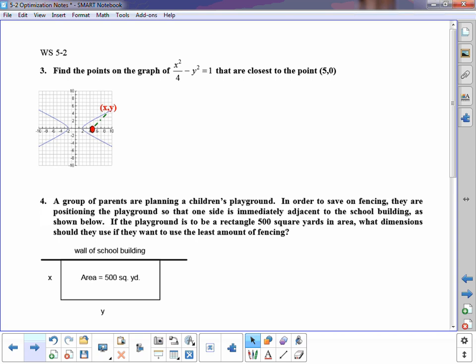Now we can probably give a good guess. It's probably going to be somewhere around here, right? These ones are not going to be near as close. But we're trying to minimize distance. Alright, so dig deep into your memories. What is our distance?